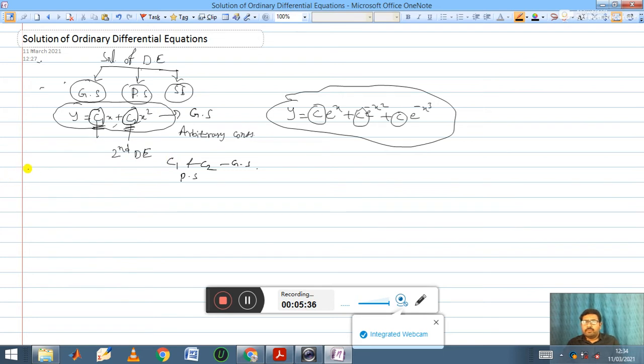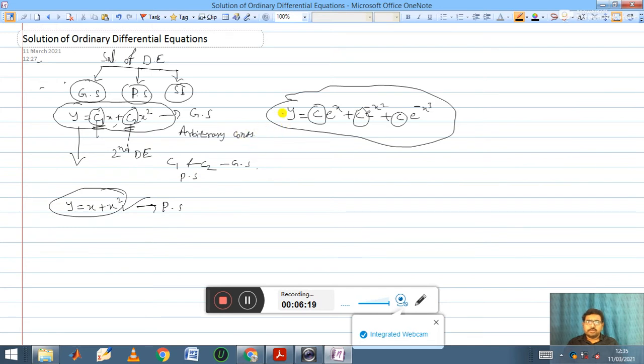Then, if you eliminate c1 and c2 from the general solution, you may get the equation in this way: y equals x plus x square. See here, the general solution is y equals c1 x plus c2 x square, but after finding the c1 and c2 values and replacing c1 and c2 by their corresponding values, it leads to an equation of the type y equals x plus x square, which is free from arbitrary constants. Then we can say that this is your particular solution.